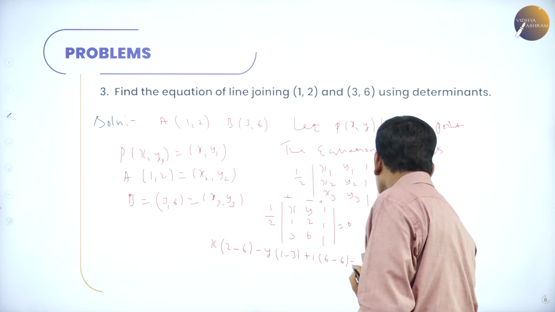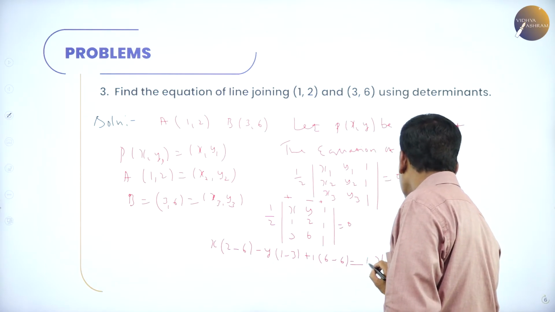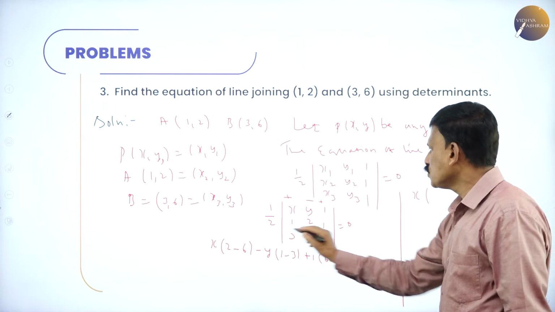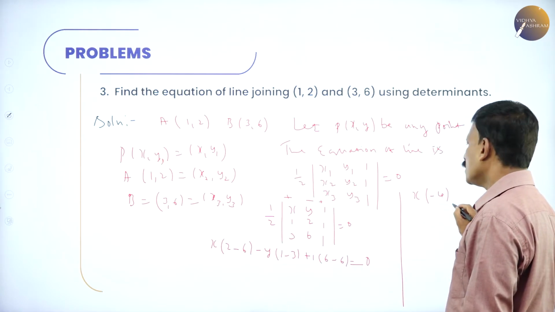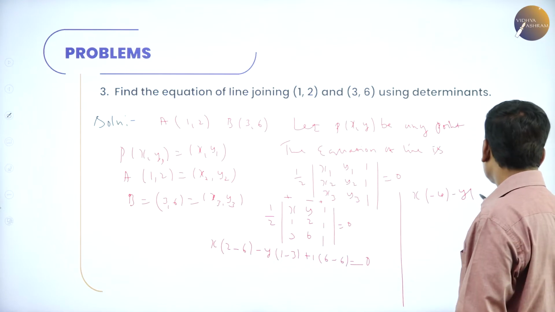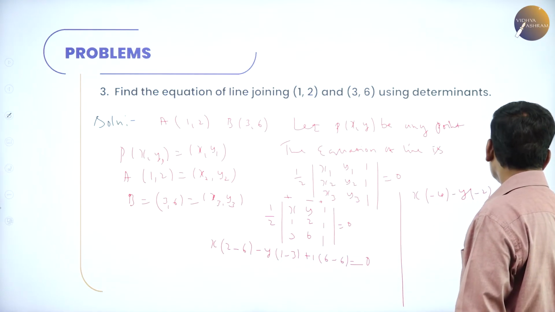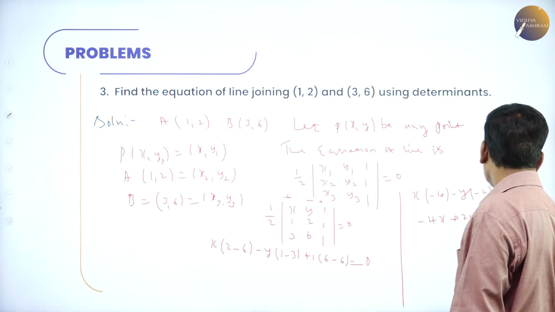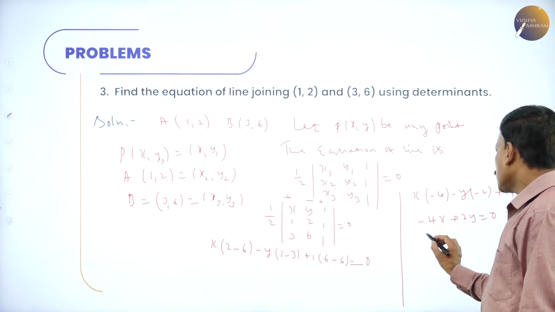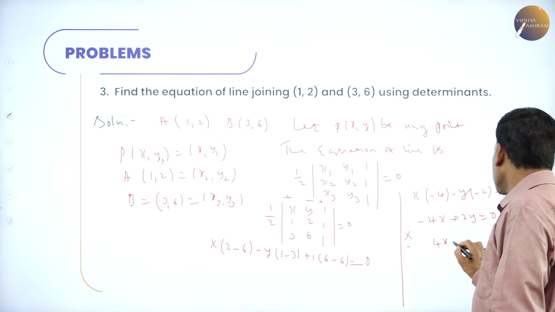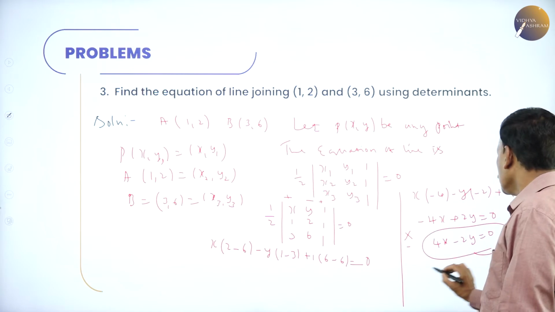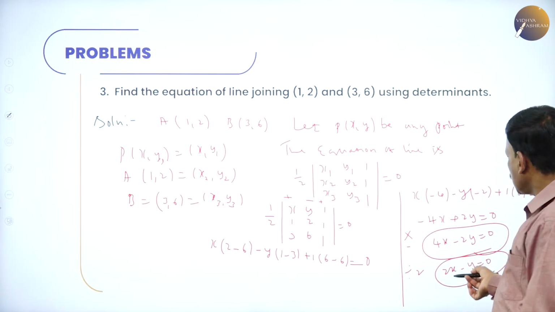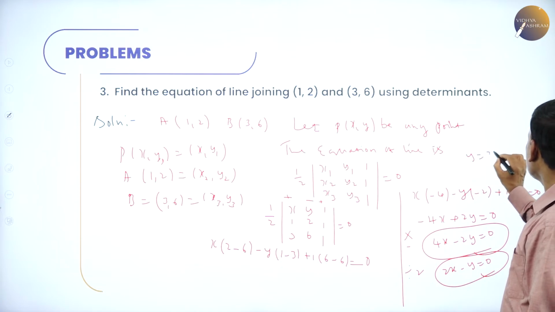So x into (2 minus 6), which is minus 4, minus y into (1 minus 3), which is minus 2, plus 1 into 0, is equal to 0. So minus 4x plus 2y is equal to 0. If you multiply by a negative sign, you will get 4x minus 2y is equal to 0, which is the equation of a line. Or you can divide by 2 to get 2x minus y is equal to 0, which can also be written as y is equal to 2x.